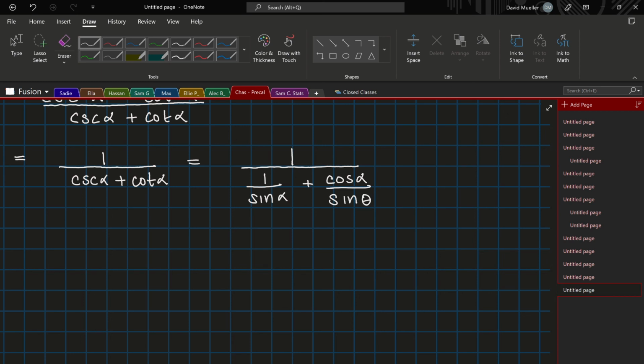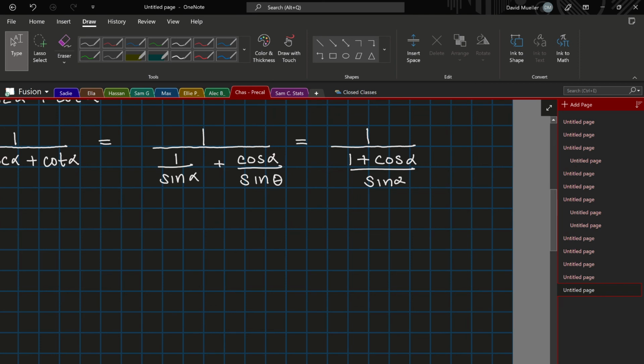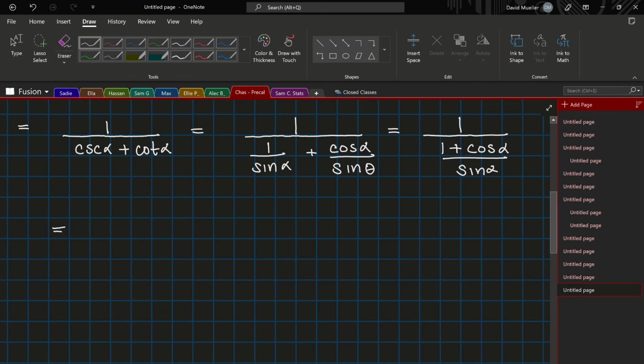So then, could we add those? Yeah, exactly. And do 1 plus cosine over sine. And now we have 1 over this fraction, which means we can just flip the fraction. So we get sine alpha over 1 plus cosine alpha. And we got it.